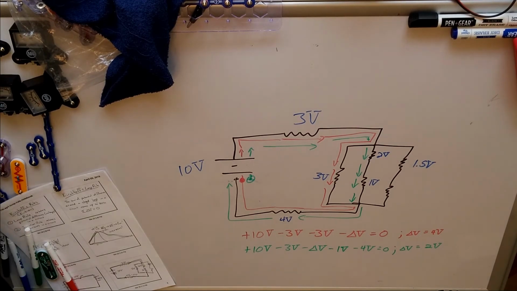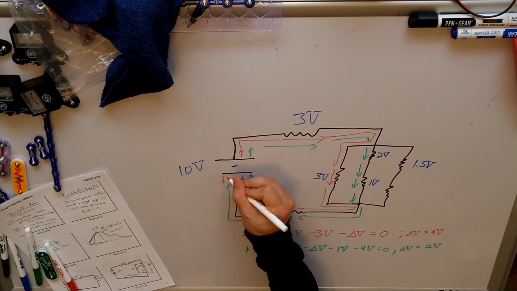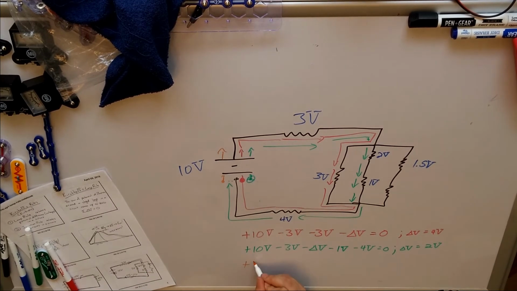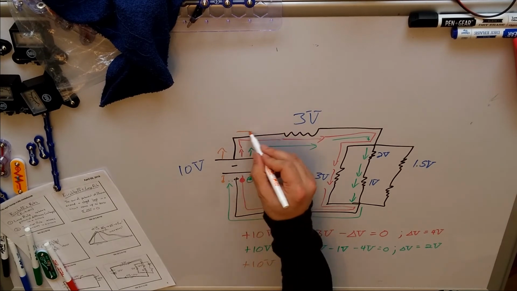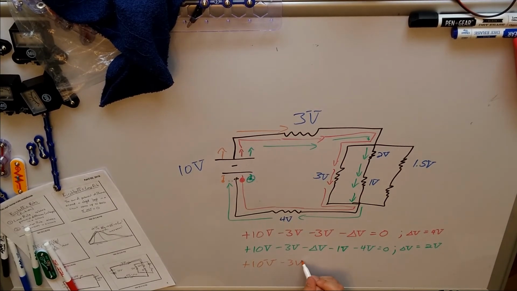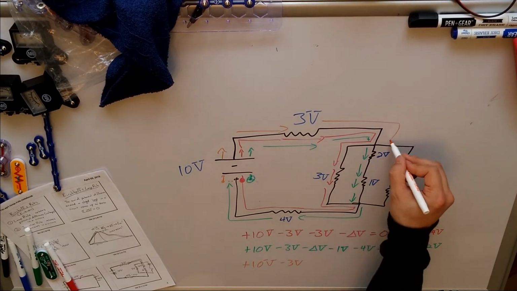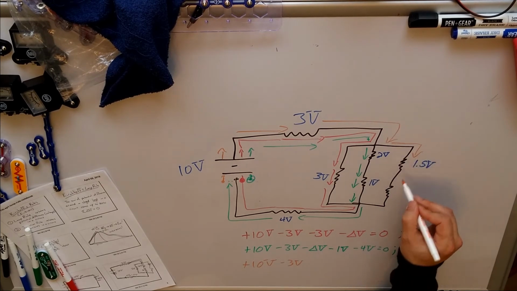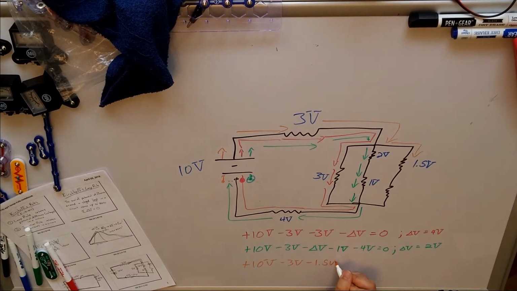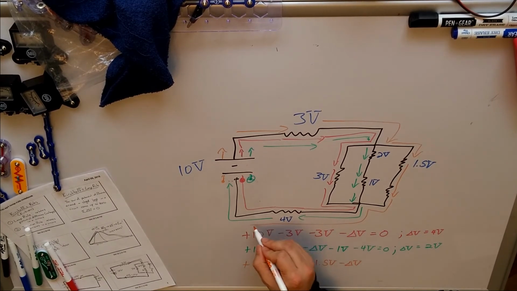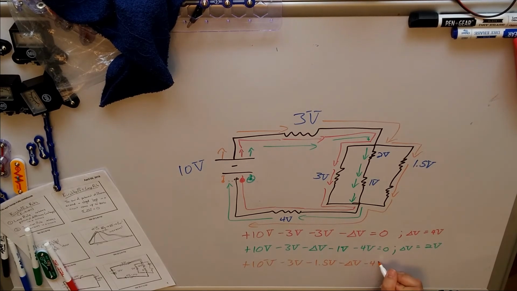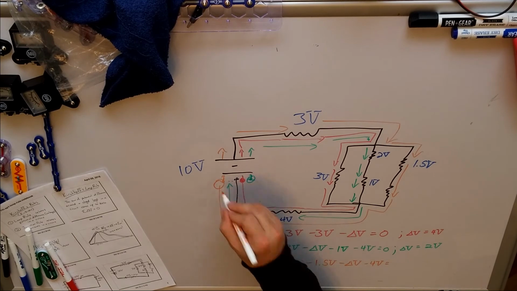Where did I put, let's go orange. Start on the far side of the battery. I go across it. It lifts me up by 10, plus 10 volts. I go across this one, minus 3 volts. Then I go across over here, split down this last one, minus 1.5 volts. Go across an unknown, minus delta V unknown, and then we go over here, we lose another 4 volts to this resistor, and then we end up back where we started.